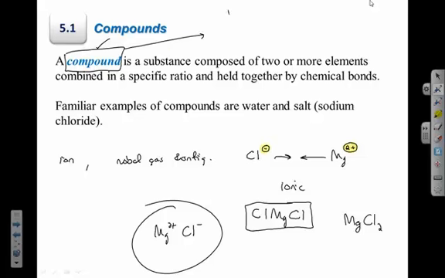Compounds fall into 2 categories. Salts, which are ionic, and molecules, which are covalent, which we'll talk about a little later. So don't worry about covalent for now. The salts are more simple.